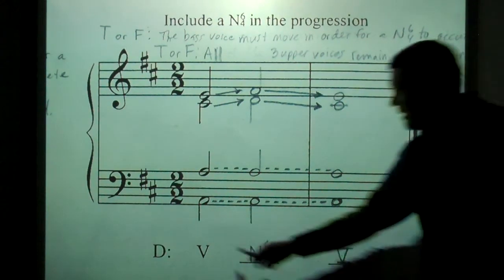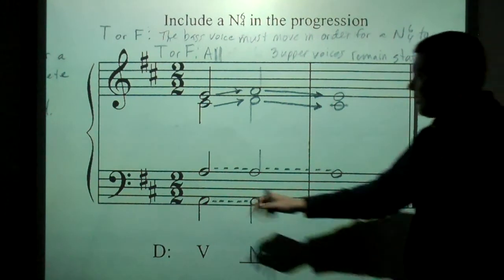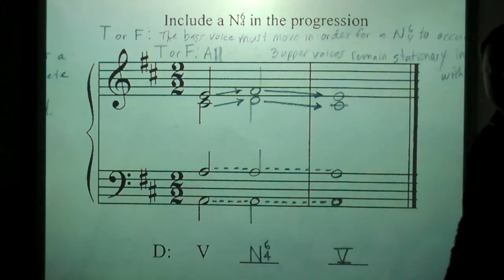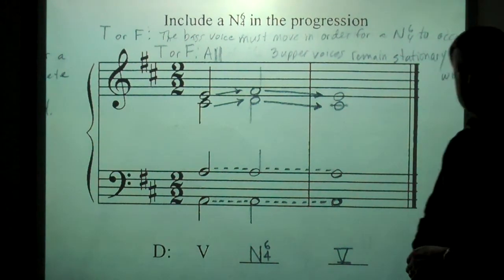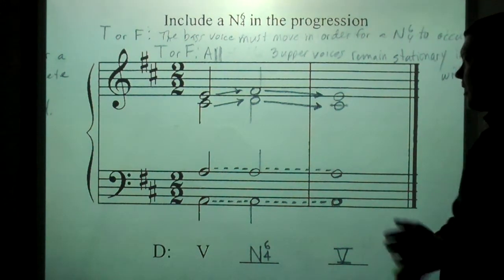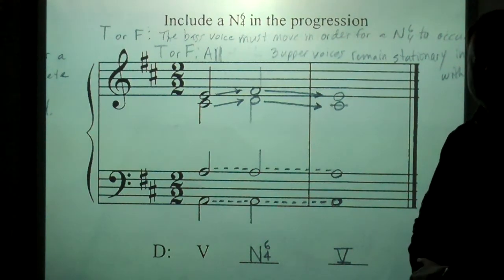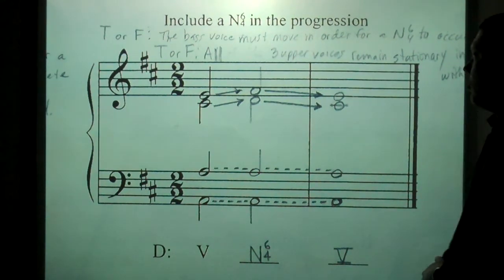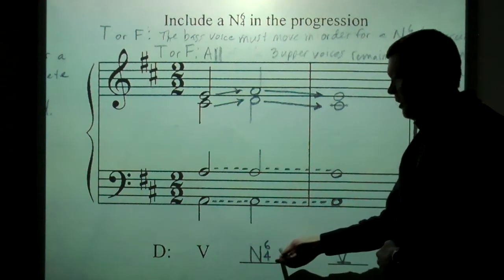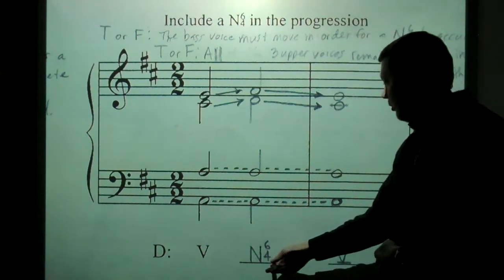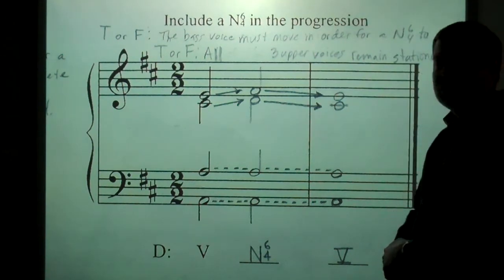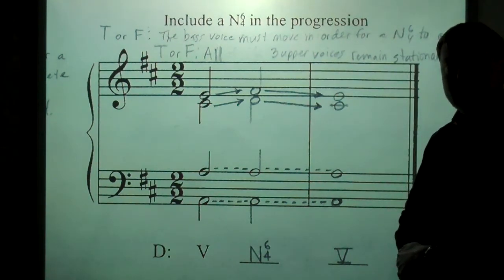The reason that this is true is because the bass line of a neighbor 6/4 remains static or stationary. Again, you might think that is a little bit confusing because with a neighbor 6/4 chord you expect neighbor motion. Well, we do get neighbor motion with this chord, we just do not get it in the bass voice. The neighbor motion with a neighbor 6/4 chord always occurs in two of the upper voices.